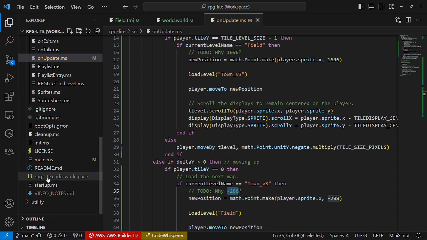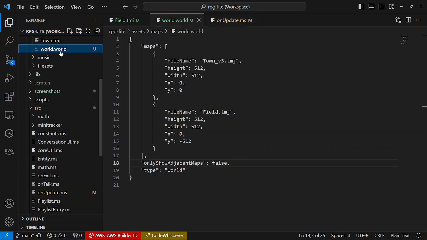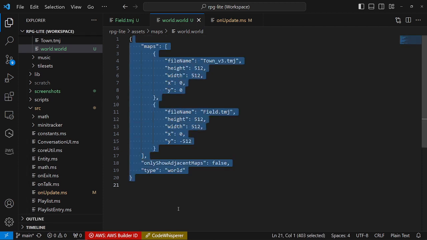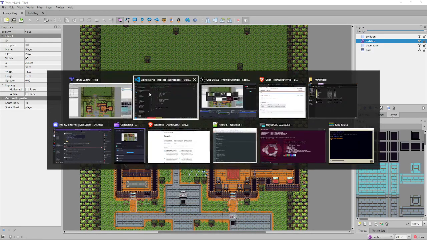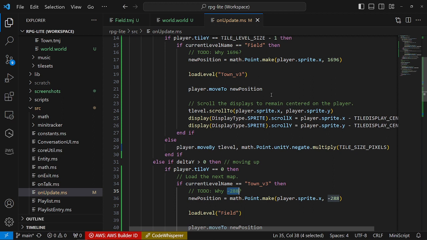Ideally, the numbers that I want to use are the numbers in our world definition. This is what the tile editor generated. The town is at X is 0 and Y is 0, and the field is at Y equals negative 512. So Y is going negative as it goes up, opposite of the MiniMicro, but we can adjust for that. But it's at 512. It is not at 1688. What's 1696? We need to figure out that mapping.